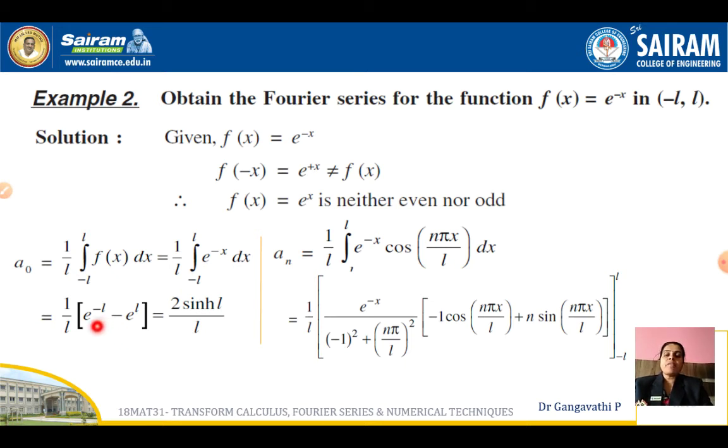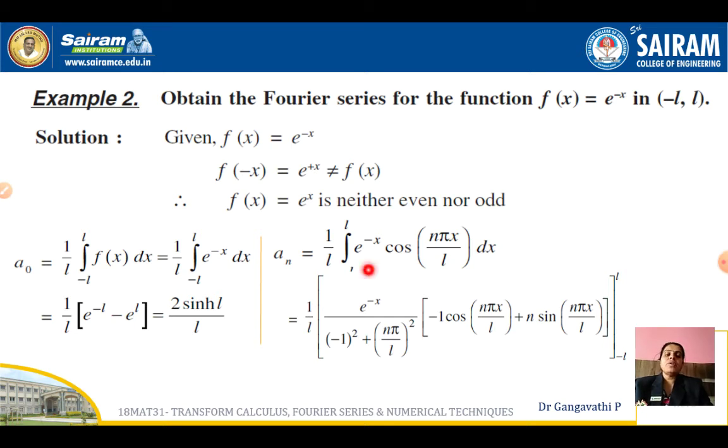And this is in the form of e to the power of minus theta minus e to the power of theta. Interchange. e to the power of theta minus e to the power of minus theta by 2 is sine hyperbolic. So minus is missing there. So what we can do is interchange the terms. Minus and minus becomes plus there. 2 sine hyperbolic L by L. That is what is our A naught.